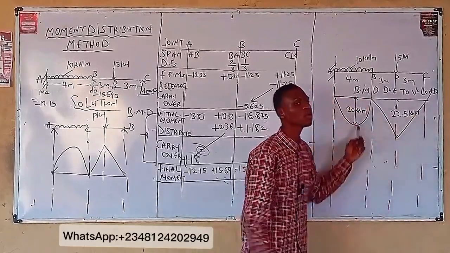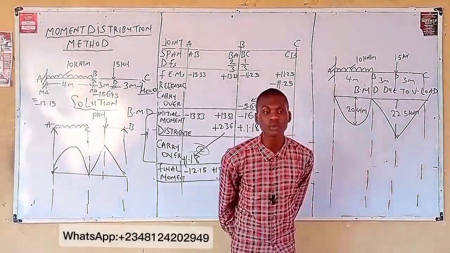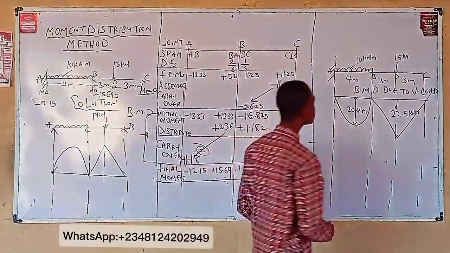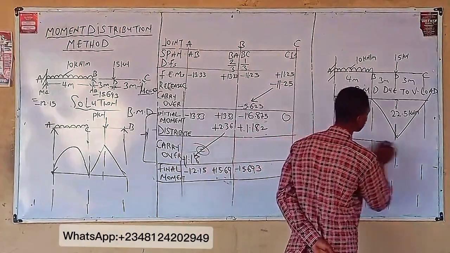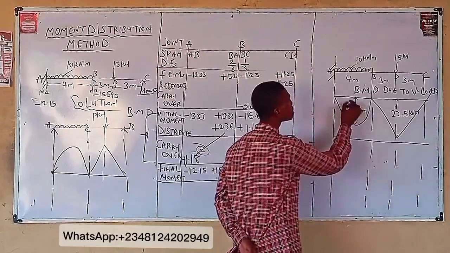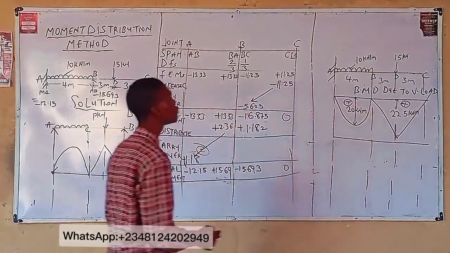This is bending moment due to vertical loading. Now let's draw bending moment due to the moment at each support. Drawing bending moment due to the moment at each support, this is what I have. Now from here, at point A, what's the value of your moment? This is positive, this is positive. At point A, what's the value of your moment?